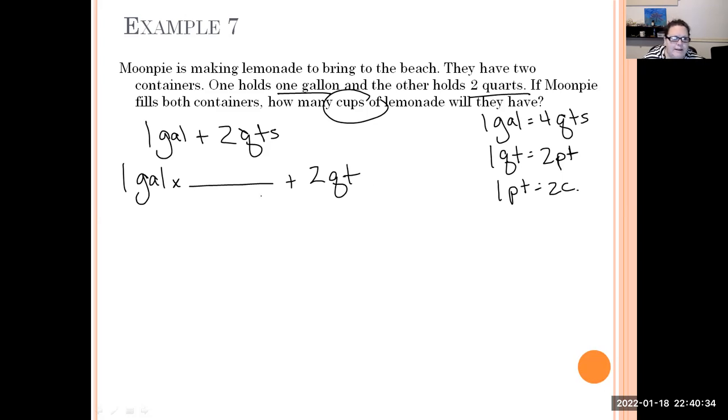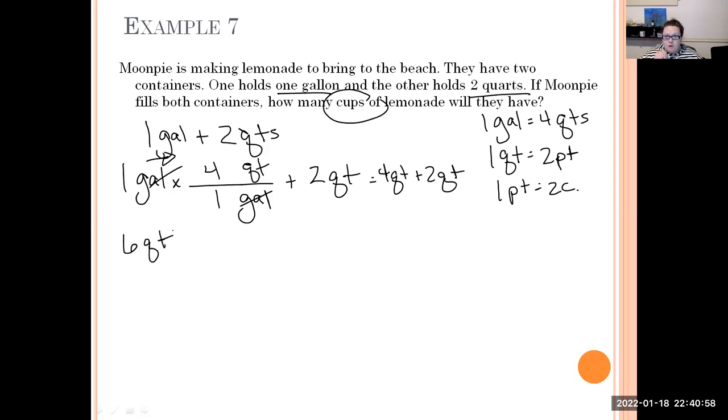So 1 gallon, and I'm switching it to quarts. So I need gallons down below and quarts up top. 4 quarts, 1 gallon. Multiplying straight across, gallons are gone. 1 times 4 is 4, divided by 1 is 4. So that's 4 quarts plus 2 quarts is 6 quarts. So now we have a total of 6 quarts, which is both of those containers, the 1 gallon and the 2 quarts put together, comes out to 6 quarts in all.